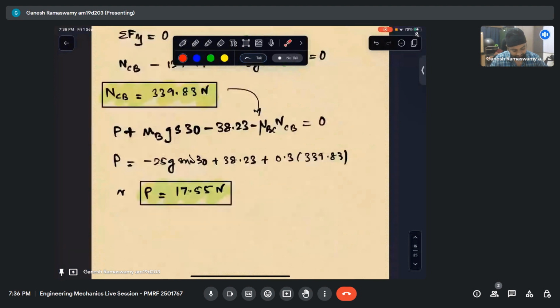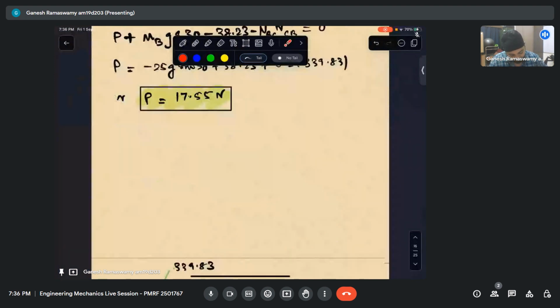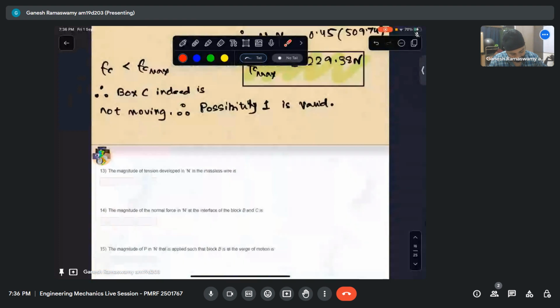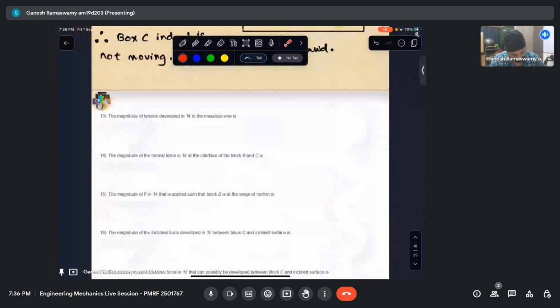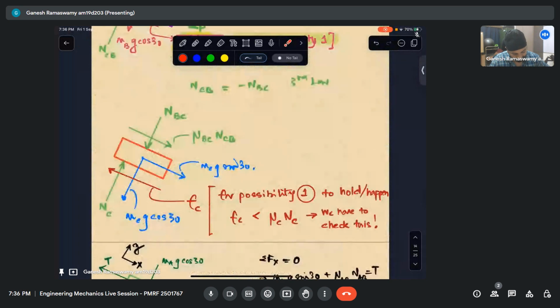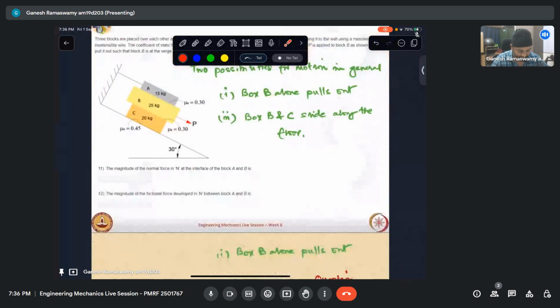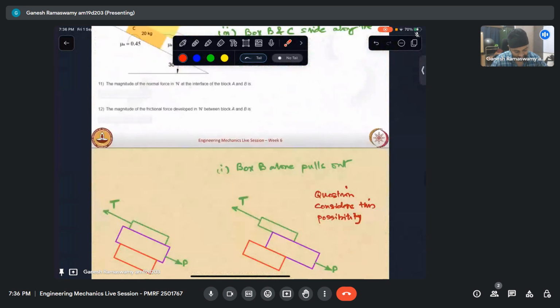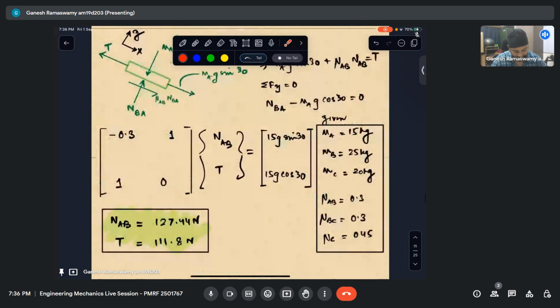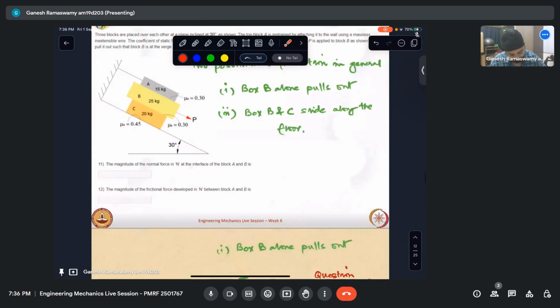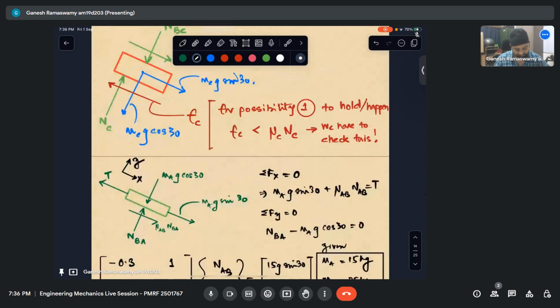So let us just report the values here. Maximum tension. So we have got the unknowns here. Maximum tension, one minute. Question is asking normal force NAB, FAB is asked. NAB is, we just calculated, 127.44. This is just 0.3 times of that, which is 38.23 Newton. And then we have these two values, 111.8.